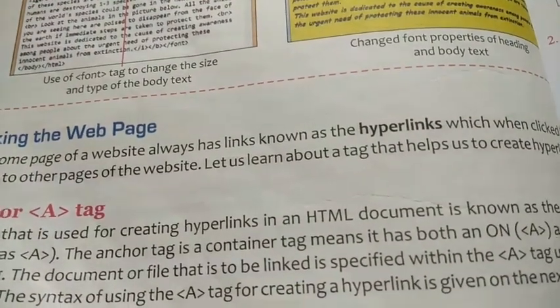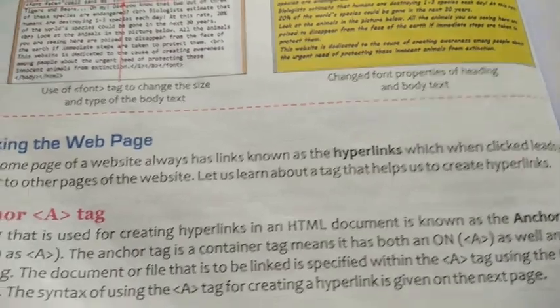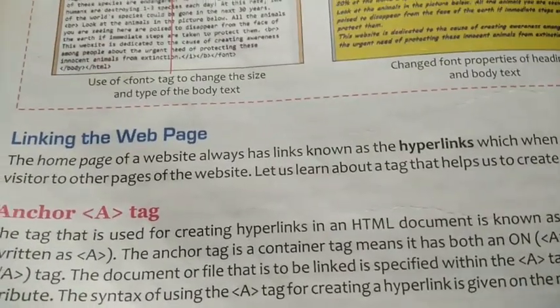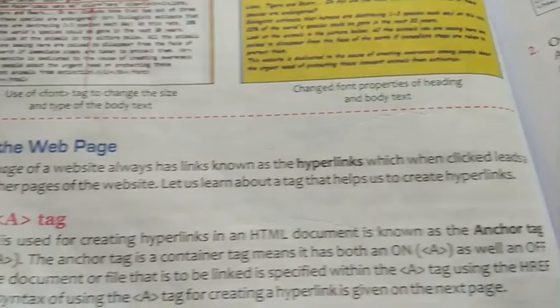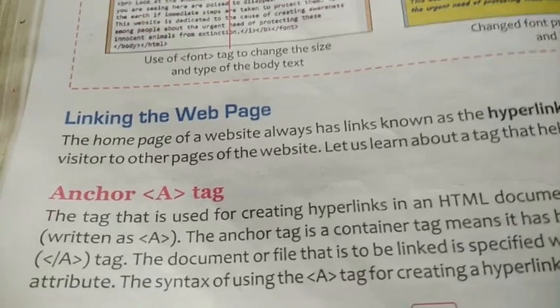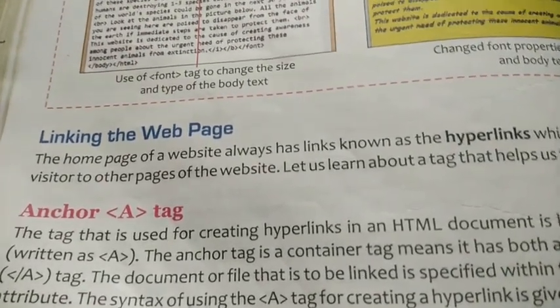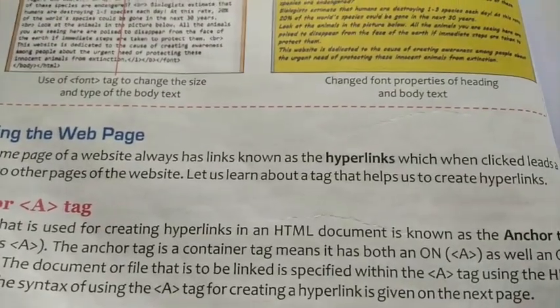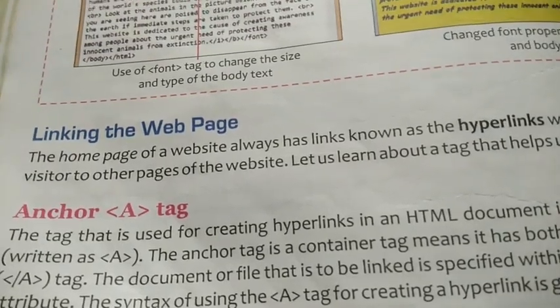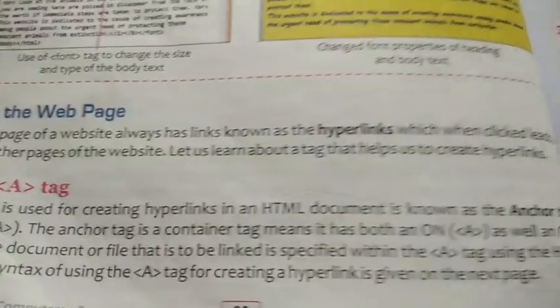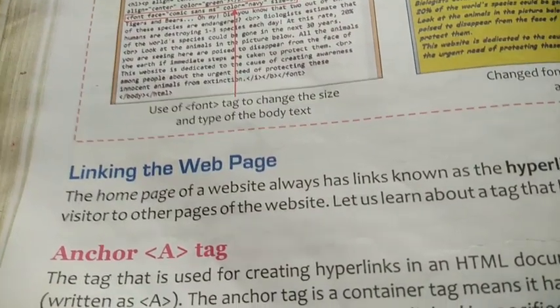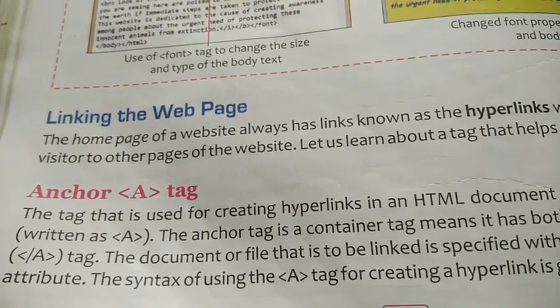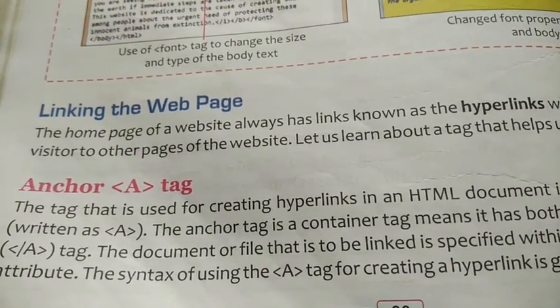In an HTML document, an anchor tag is written as a, meaning linking. Okay, the anchor tag is a container tag, meaning it has both an on tag and an off tag, so it is a pair tag. The document or file that is to be linked is specified within the a tag using the href attribute. The syntax of using an a tag for creating a hyperlink is given on the next page. So the anchor tag is used to link to another page, using the href attribute, to link the web page.